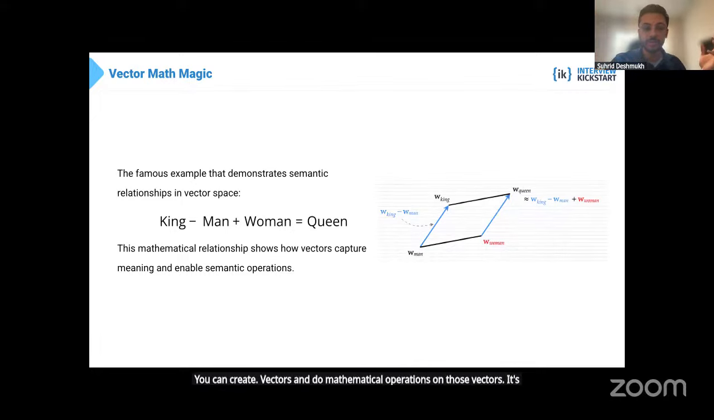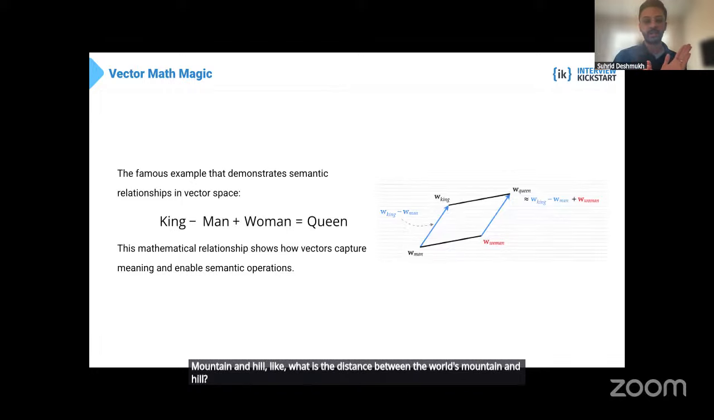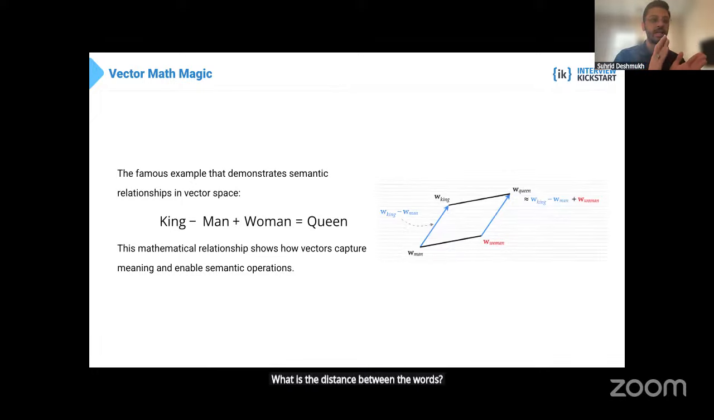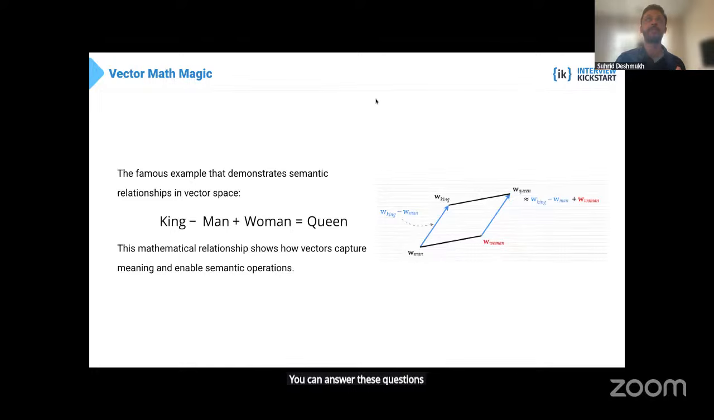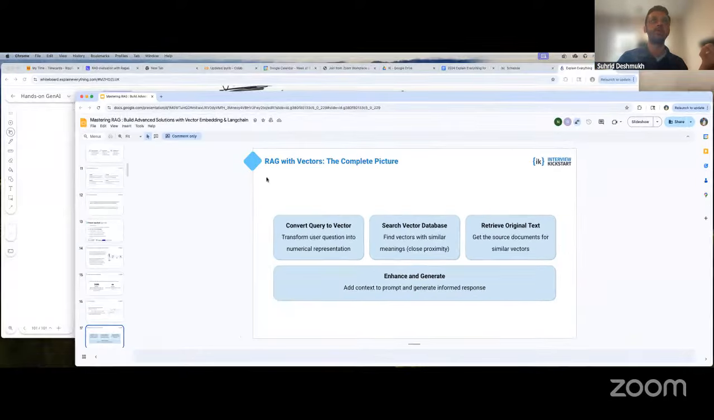It's very difficult for me to answer questions like, what is the distance between mountain and hill? Like, what is the distance between the words mountain and hill? What is the distance between the words Delhi and India and Washington, D.C. and USA? What's the distance between France and Paris? Because this is text-based information, we need a method to convert this text into a vector representation. And then once you have a vector, you can answer these questions of what is close to what.